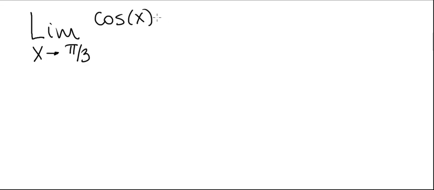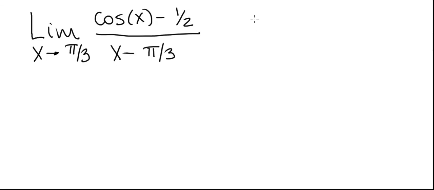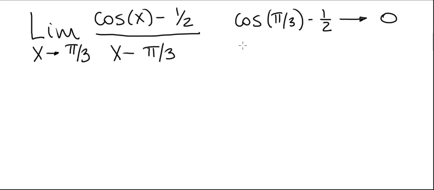Let's evaluate the limit as x approaches pi over 3 of cosine of x minus 1/2 divided by x minus pi over 3. As x approaches pi over 3, the numerator approaches cosine of pi over 3 minus 1/2. Cosine of pi over 3 is 1/2, so the numerator approaches 0. The denominator approaches pi over 3 minus pi over 3, which is also 0. So we have this 0 over 0 expression.